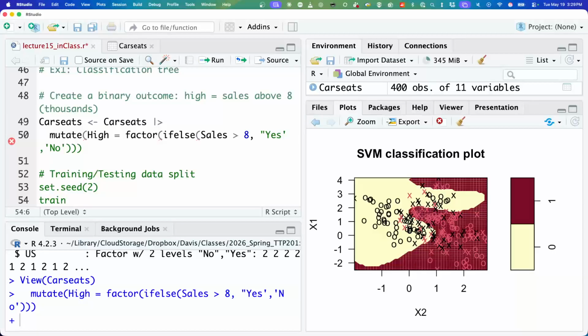I'm going to have a training index. Oh, wait a minute. I did something wrong, huh? Carseats, mutate High, ifelse. Double quotes versus single quotes. Ah, jeez. I would not have caught that in a million years. Okay. So.